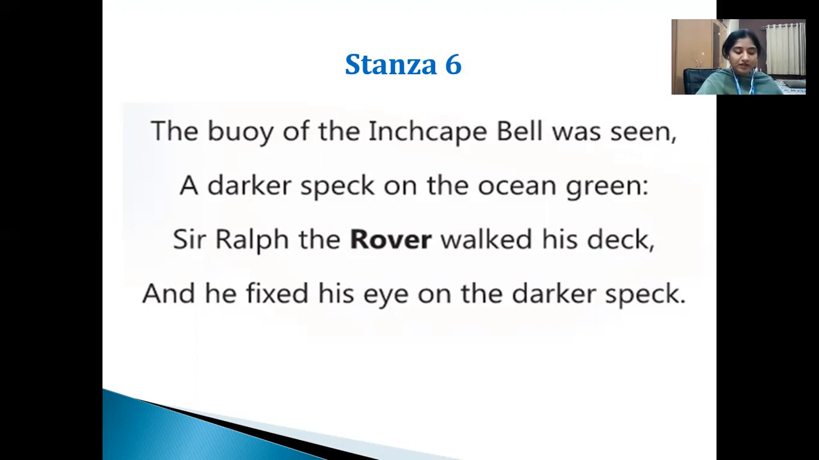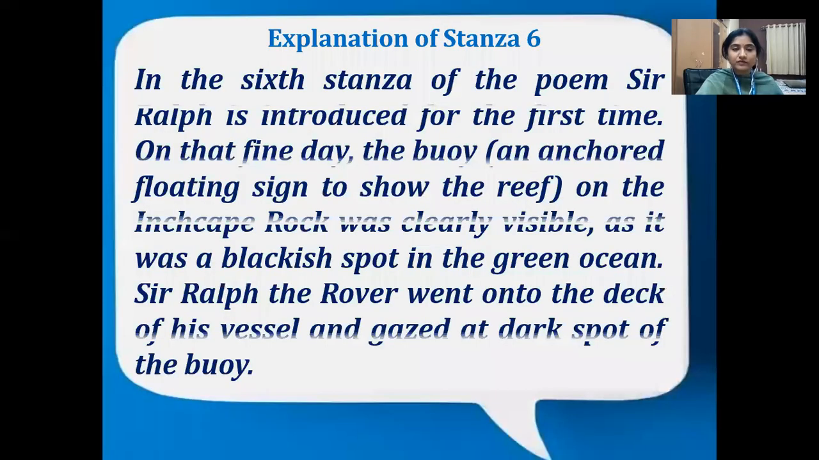In this sixth stanza, inversion is used. A darker speck on the ocean green. The order of the words is changed for the poetic effect. In the sixth stanza of the poem, Sir Ralph is introduced for the first time. On that fine day, the buoy on the Inchcape rock was clearly visible, as it was a blackish spot in the green ocean. Sir Ralph the Rover went on to the deck of his vessel and gazed at the dark spot of the buoy.